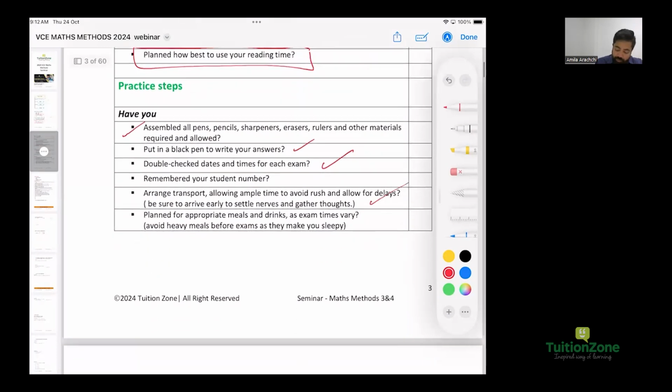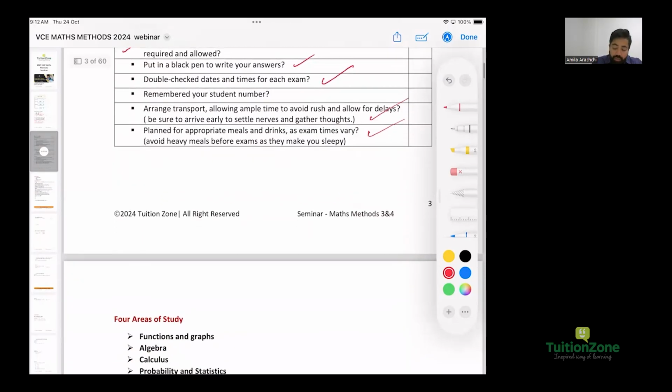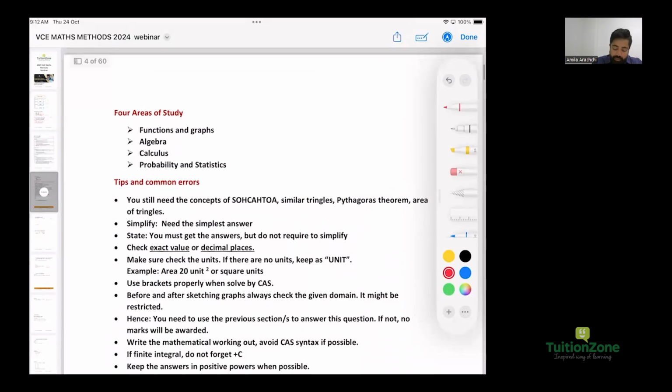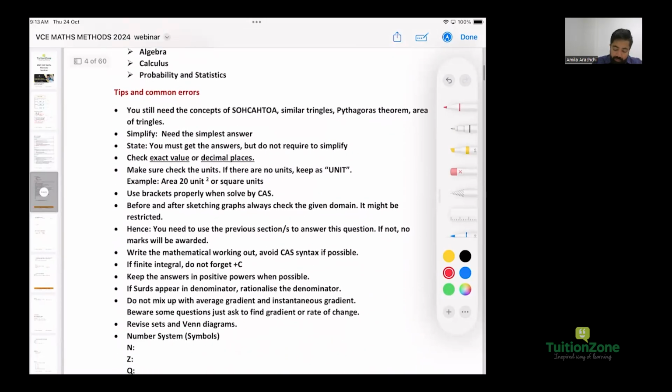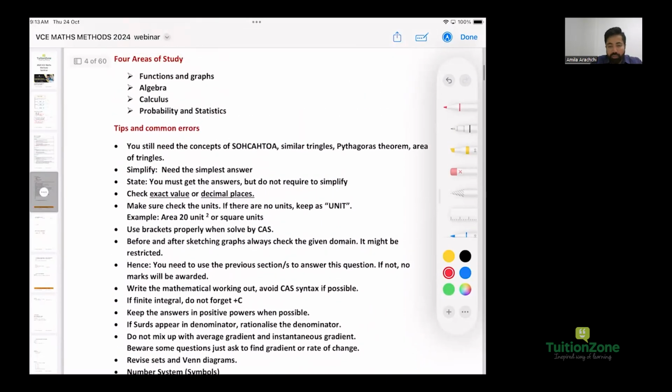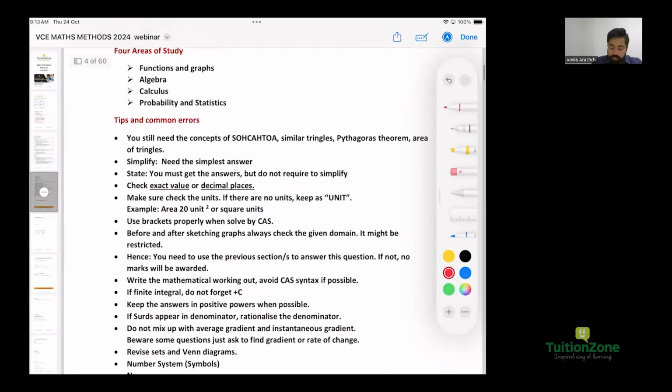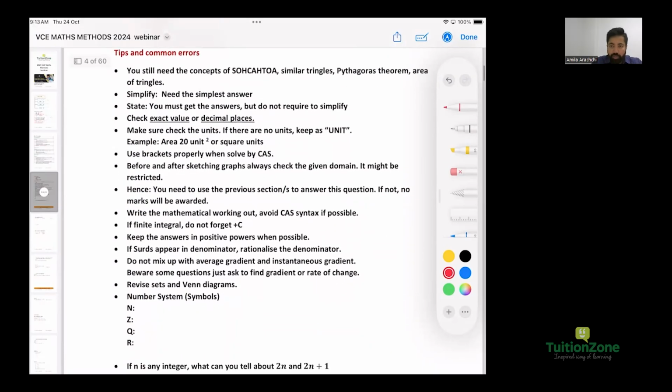And yep, transport doesn't get delayed for the exams. Make sure you go to school a bit earlier than usual, because things can happen, accidents can happen on the road. So make sure you do things earlier. All right, those are the basics. Now, these are some of the common mistakes and things to focus on that I noticed when I was marking the papers. We'll go one by one just to have a good look.